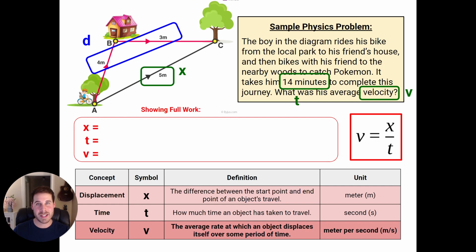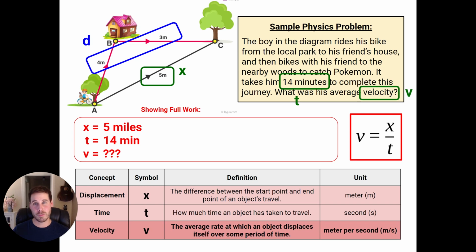First thing I'm going to do is write down my list of knowns and unknowns. So that's x, t, and v. The displacement of the boy was 5 miles. The time that the boy spent traveling that whole displacement was 14 minutes. And the velocity is unknown to us.